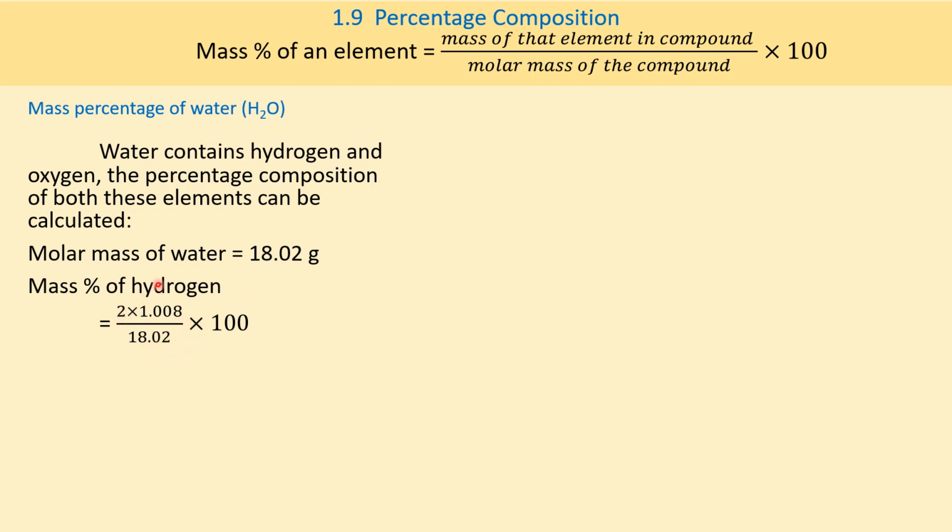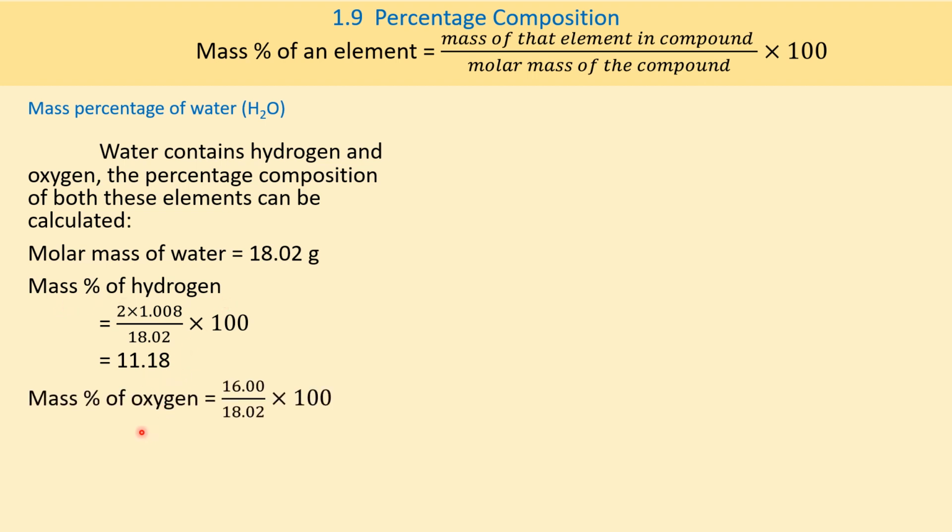Here there are two atoms of hydrogen into its weight is 1.008. That is the atomic weight of hydrogen is 1.008 divided by the total mass of water is 18.02 grams. And since we are required to calculate percentage, we have to multiply it by 100. So therefore, the value simplifies to 11.18. Mass percentage of hydrogen is 11.18.